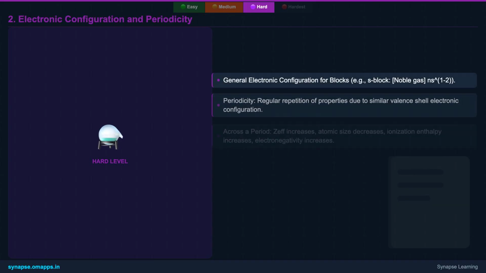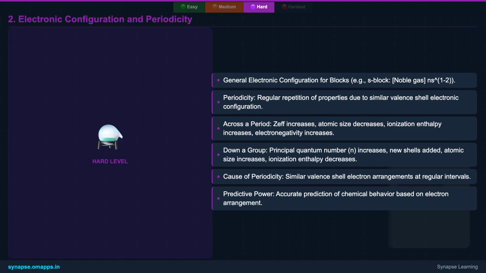The periodic table's power lies in its direct link to electronic configuration, which is the root cause of periodicity. Elements in the same group have similar valence electron configurations, leading to recurring patterns in properties. For instance, across a period, as electrons are added to the same shell and nuclear charge increases, atomic size decreases, while ionization enthalpy and electronegativity generally increase. Conversely, moving down a group, new electron shells are added, increasing atomic size and decreasing ionization enthalpy, showcasing predictable trends.